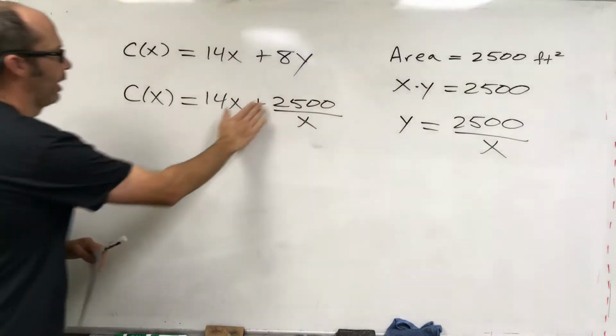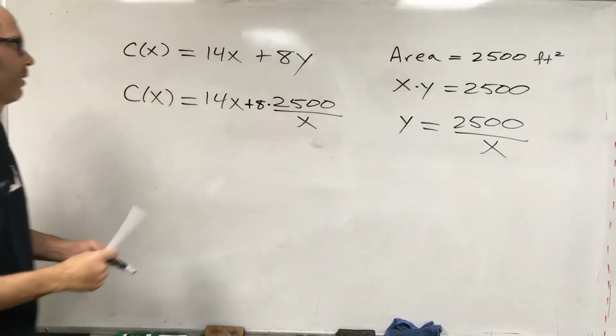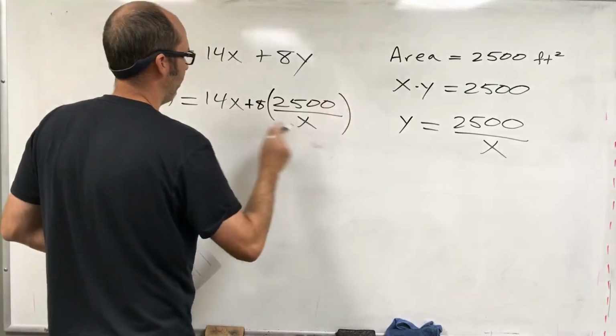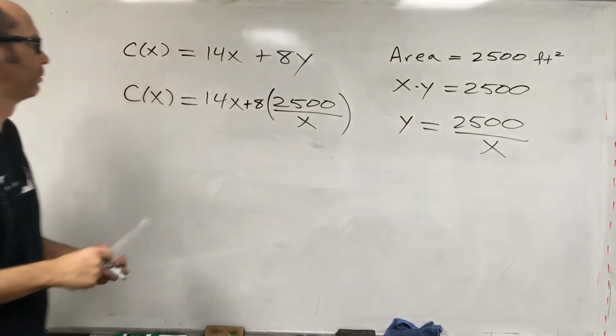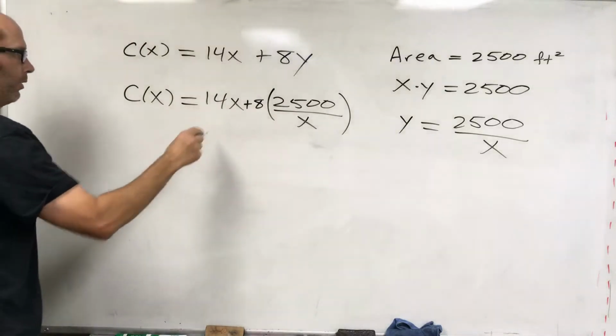Oh, and it was plus 8 times 2,500. There we go. That's what you're wondering, right? You're like, where did that 8 go? Exactly right. So we have an 8 there. Okay. All right, so let's simplify a little bit.